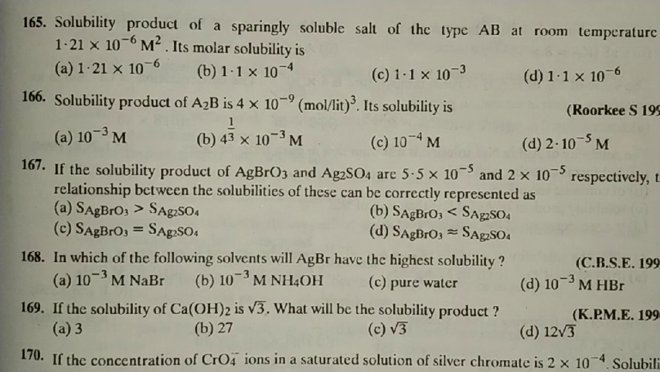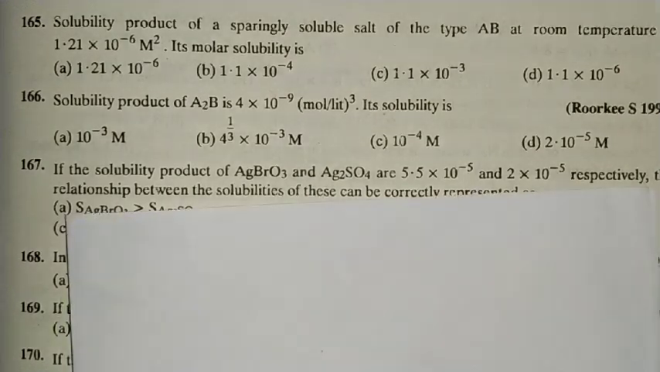In today's lecture, we are going to learn about some important objective models from solubility and solubility product. Apart from that, from my textbook, look at question number 165. The solubility product of a sparingly soluble salt of the type AB at room temperature is 1.21 × 10^-6 mol² per liter squared. Its molar solubility is? So if you observe, the question is of AB type.